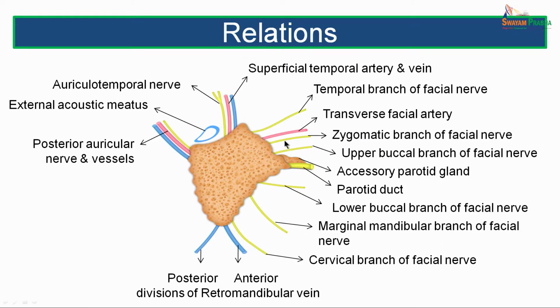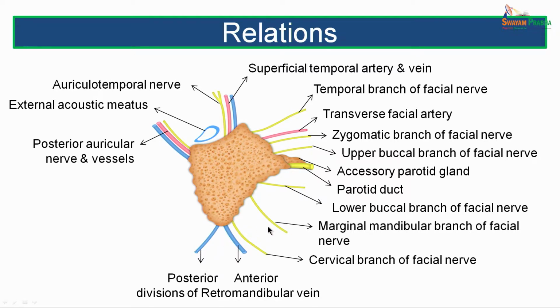Those are the temporal branch of the facial nerve, the transverse facial artery, which is a branch of the superficial temporal artery, the zygomatic branch of the facial nerve, the upper buccal branch of the facial nerve, the parotid duct, the lower buccal branch of the facial nerve, the marginal mandibular branch of the facial nerve, the cervical branch of the facial nerve, and the two divisions of the retromandibular vein at the apex.